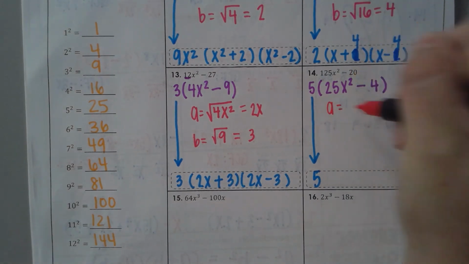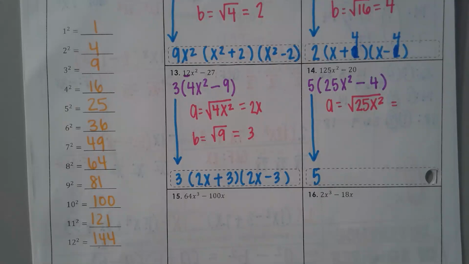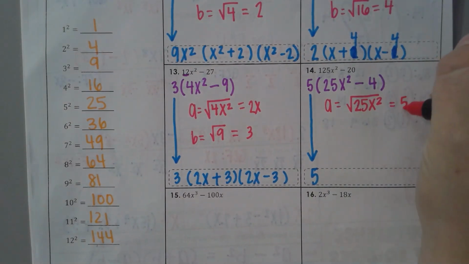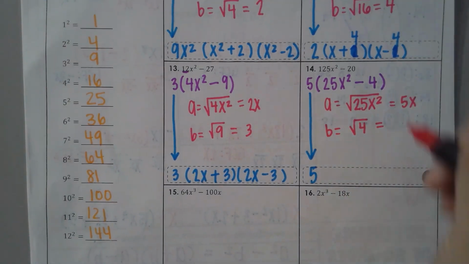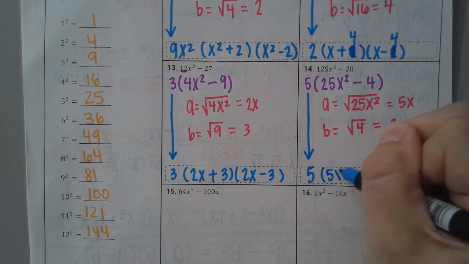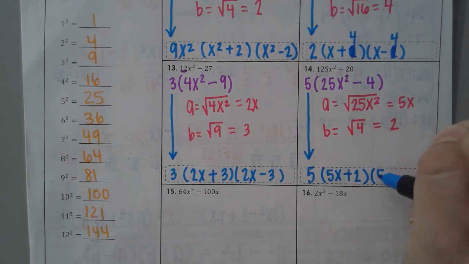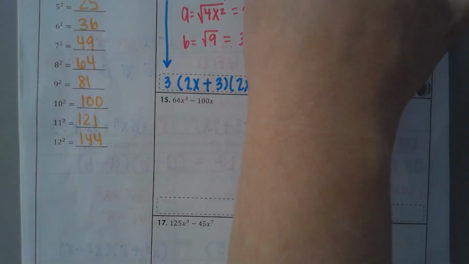And so then my a is the square root of 25x squared, which is what? 5x. And then my b is the square root of 4, which is 2. So my factors are going to be 5x plus 2, 5x minus 2. Questions?